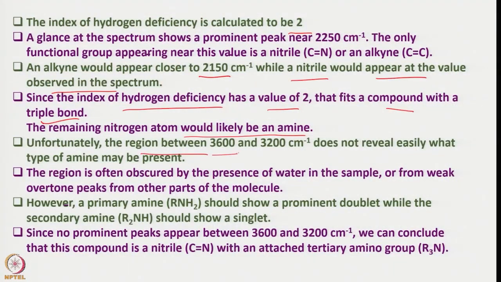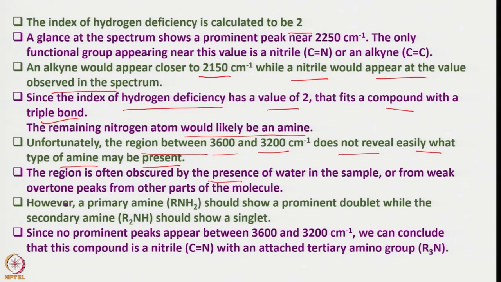Unfortunately, the region between 3600 and 3200 does not easily reveal what type of amine may be present. If NH is there, we could see a prominent peak between 3200 and 3600, so that is not there. The region is often obscured by the presence of water in the sample or by weak overtone peaks from other parts of the molecule. However, a primary amine should show a prominent doublet, while a secondary amine should show a singlet. Since no prominent peak appears between 3600 and 3200, we can conclude that this is a nitrile with an attached tertiary amino group. So possibly it is not a primary or secondary amine, it should be a tertiary amine. In that case, the structure is going to be something like this.